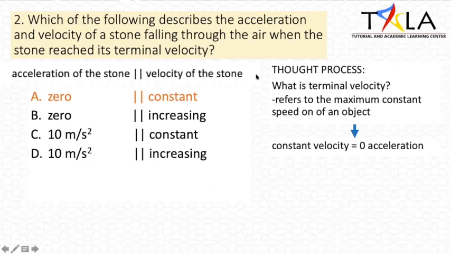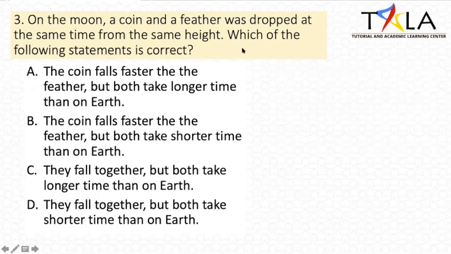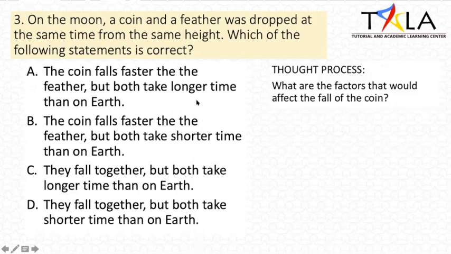Let's go to number 3. Number 3. On the moon, a coin and a feather was dropped at the same time from the same height. Which of the following statements is correct? First, thought process. First, we have to determine what are the factors that would affect the fall on the moon, or the fall of the coin and the feather.